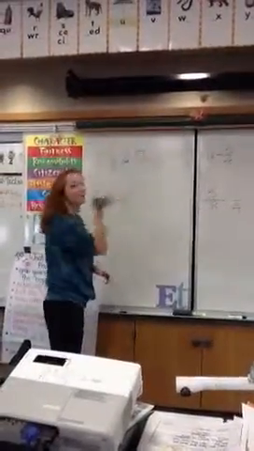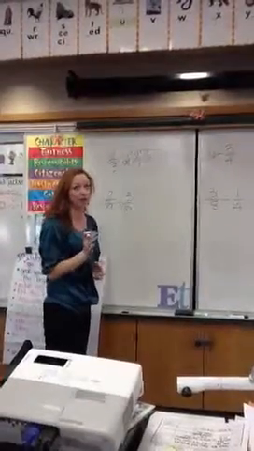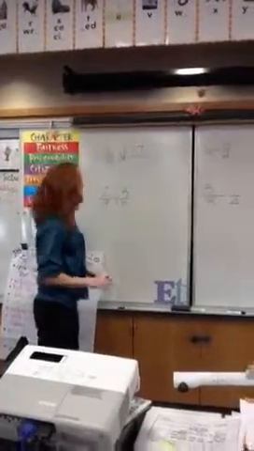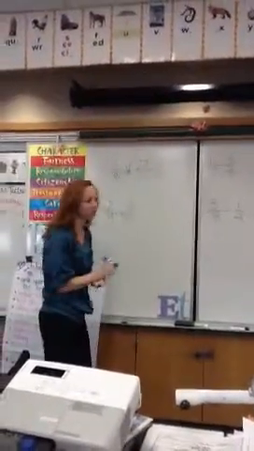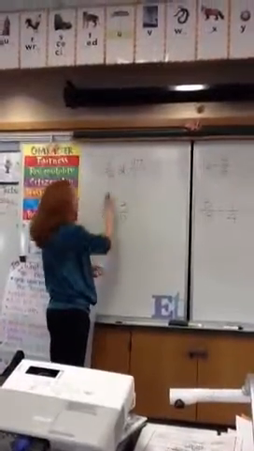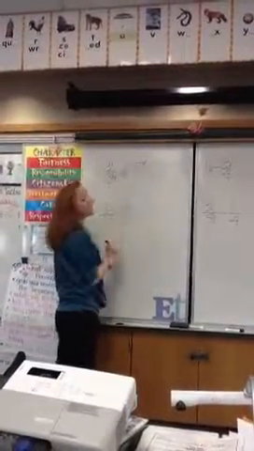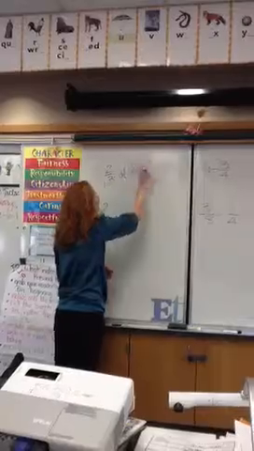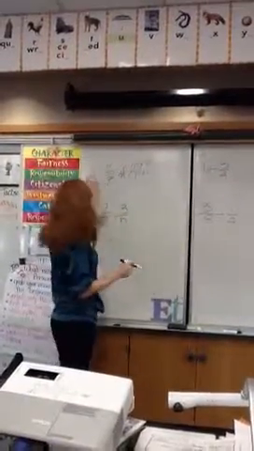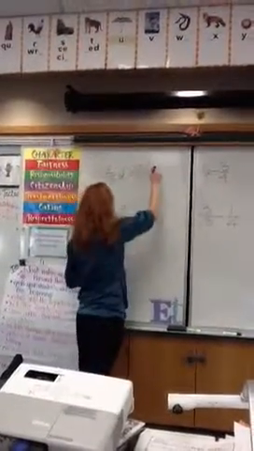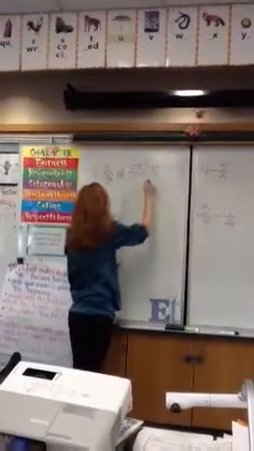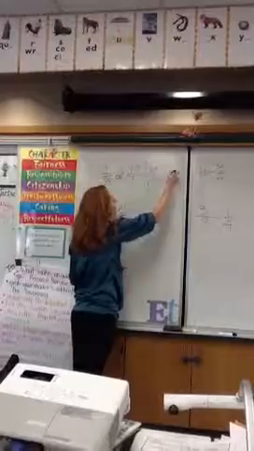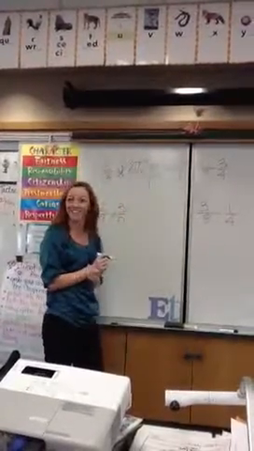Now, I like to see if I can cross-reduce before I do that. It makes my multiplying so much easier. I see that I can reduce 3 and 27. They can both be divided by 3. 3 divided by 3 is 1. 27 divided by 3 is 9. Now I'm going to do my multiplying. 2 times 9 is 18. 1 times 1 is 1. 18 over 1 is equal to the whole number 18.